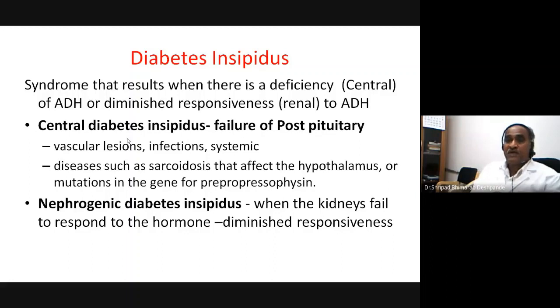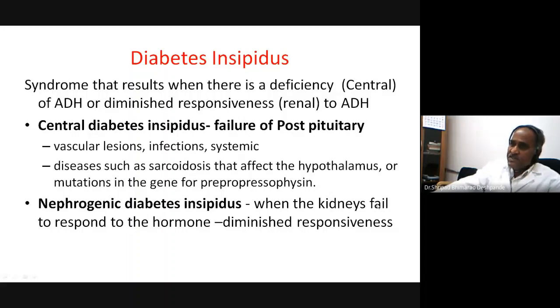So postpartum pituitary necrosis is because of the vascular spasm of the posterior pituitary after delivery. This is a known condition, known as Sheehan's syndrome. Now, this is a central diabetes insipidus.